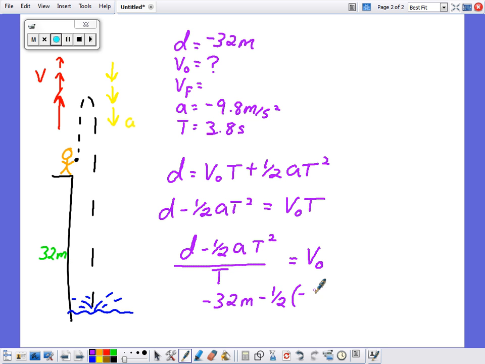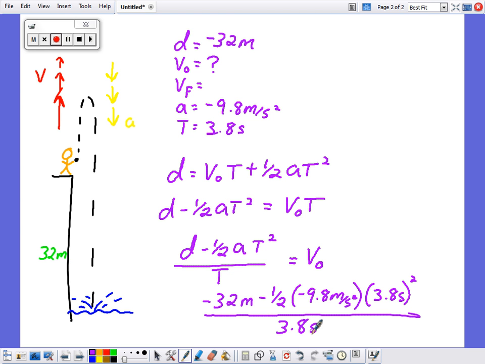When I plug in my numbers, I should get negative 32 meters minus 1/2, the acceleration is negative 9.8 meters per second squared, time is 3.8 seconds, that gets squared, all divided by 3.8 seconds. And that's going to equal V naught.